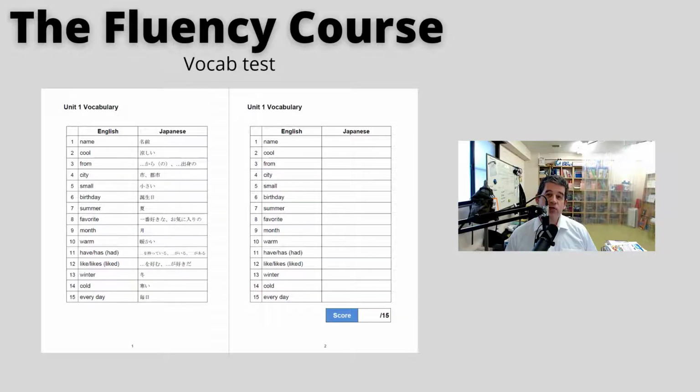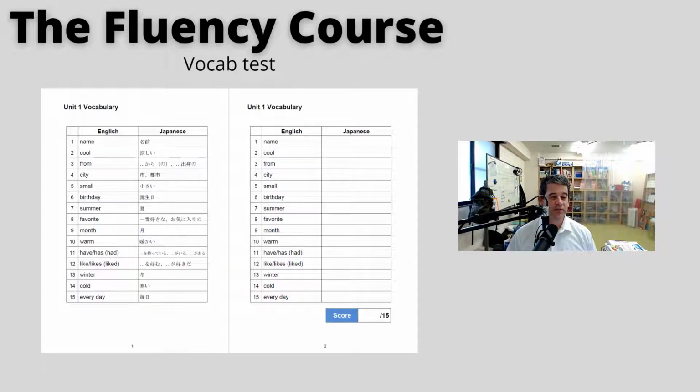So the Fluency course is all about repetition. So we do the same words again and again and again in different contexts. And this helps the students learn them. Now, in the textbook, of course, these pages are on the front and back of a page. They're not facing. That would make it far too easy.